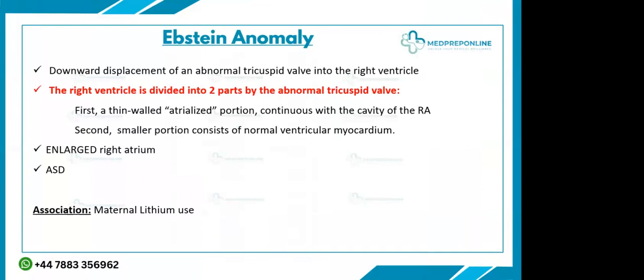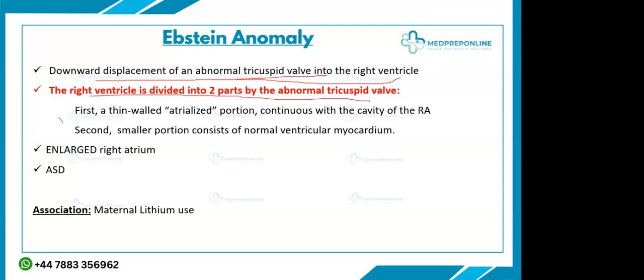There are some similarities between tricuspid atresia and this one. What is going to happen in this one? In tricuspid atresia, there was a total atretic wall. There was no valve at all. But in Ebstein anomaly, there will be downward displacement of an abnormal tricuspid valve into the right ventricle. It will be an abnormal tricuspid valve hanging into the right ventricle. So the right ventricle is divided into two parts by this abnormal valve.